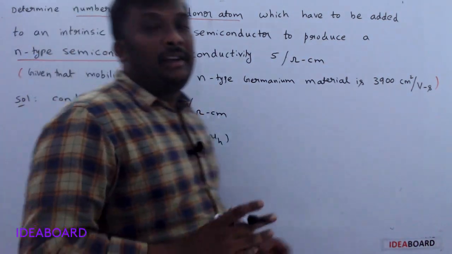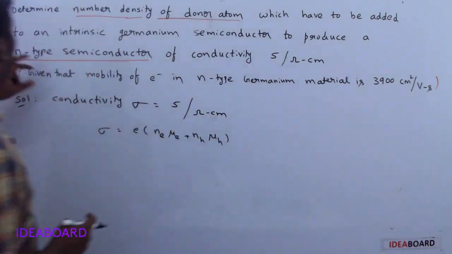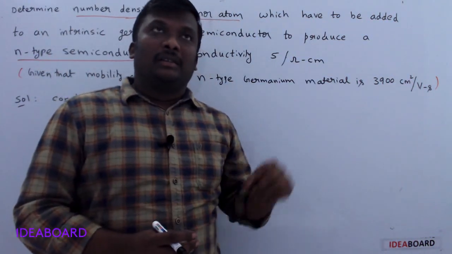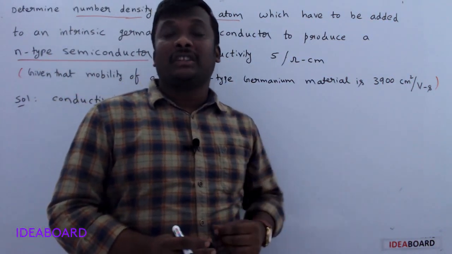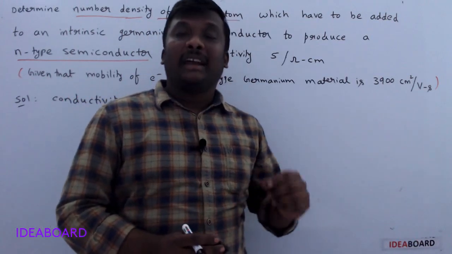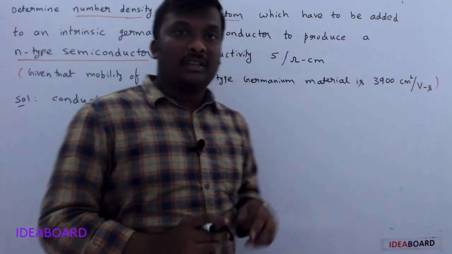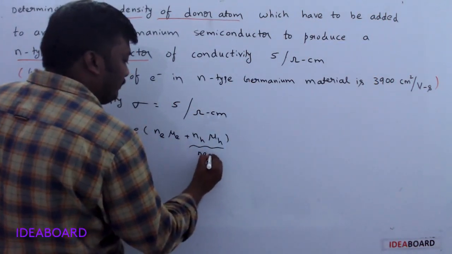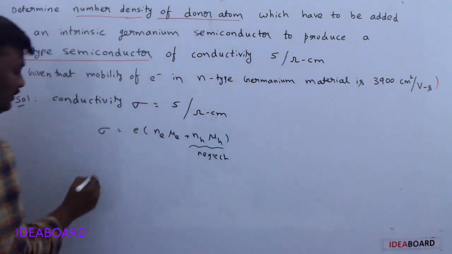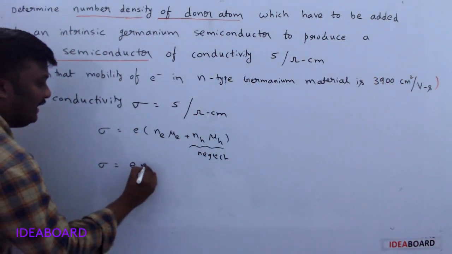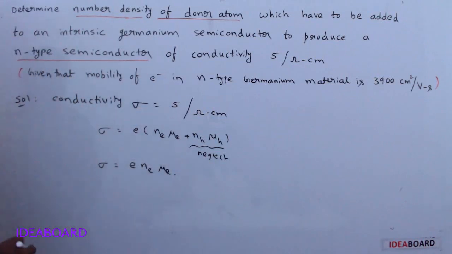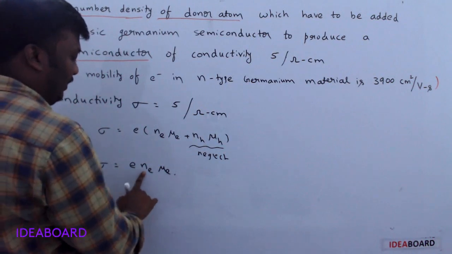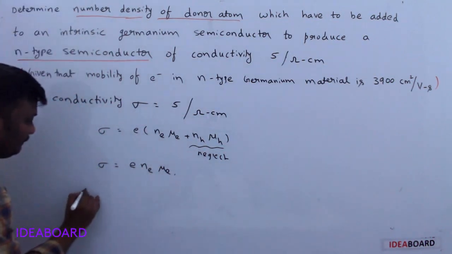This is for an intrinsic semiconductor. But here it is an n-type semiconductor. In an n-type semiconductor, the majority charge carriers are electrons and minority charge carriers are holes. So the minority term you can neglect. If you neglect this term, then the formula for sigma is e Ne mu e. Sigma is given, e the charge of electron we know is 1.6 into 10 power minus 19. By using this formula, can you find Ne?